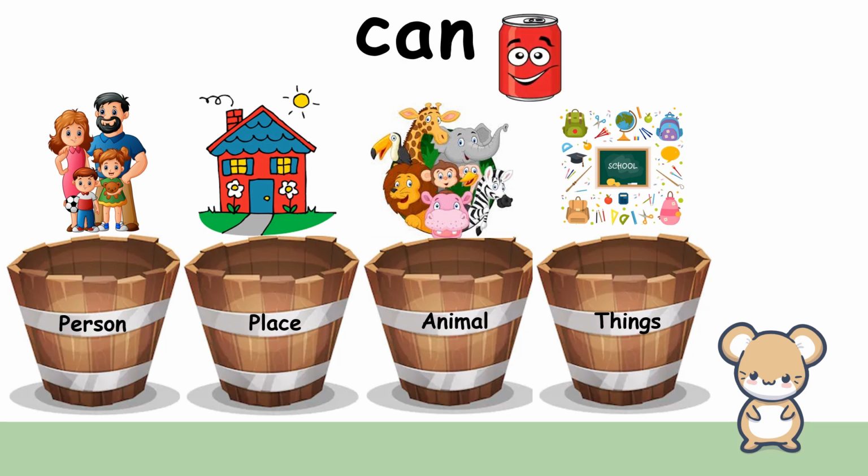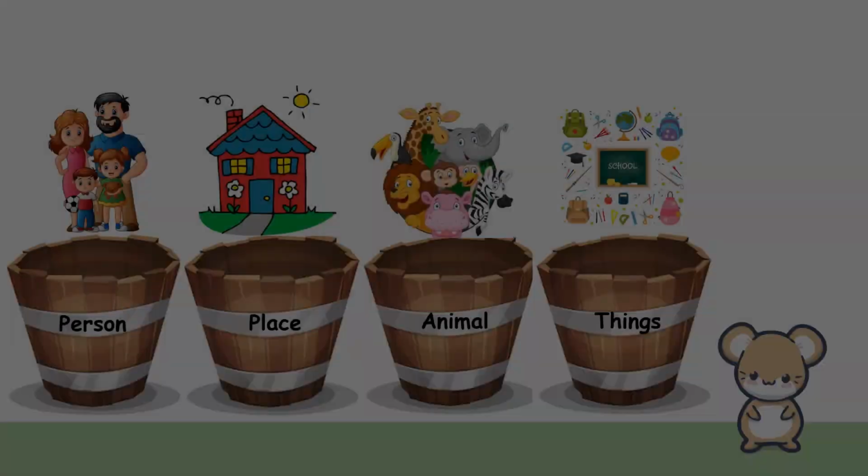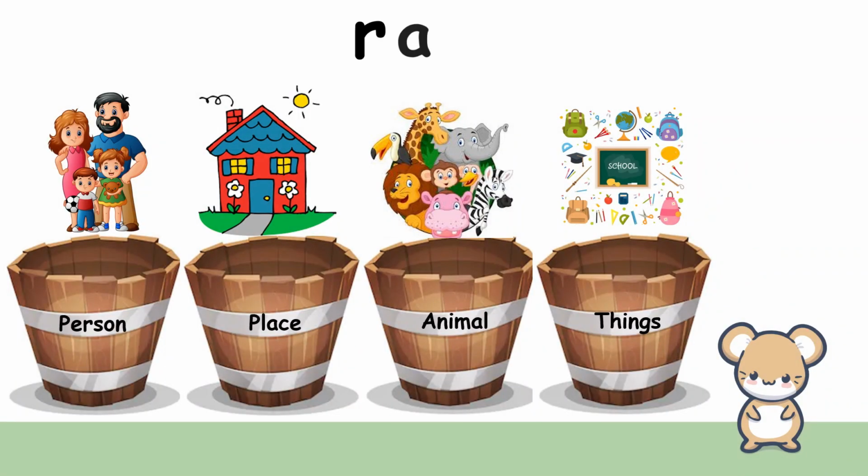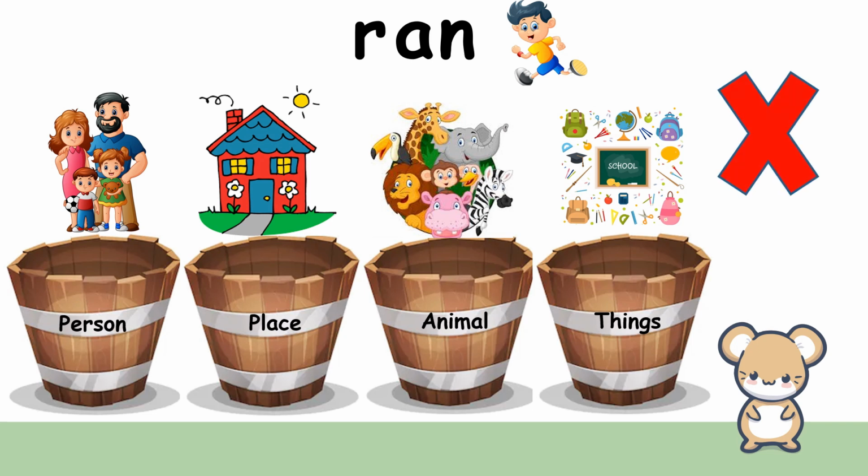Can. Oh, I've seen this. It's not an animal. It's not a place. It's a thing. Ran. Ran is not a person. It's the action done by a person. So, it's an action word. It's not a naming word.